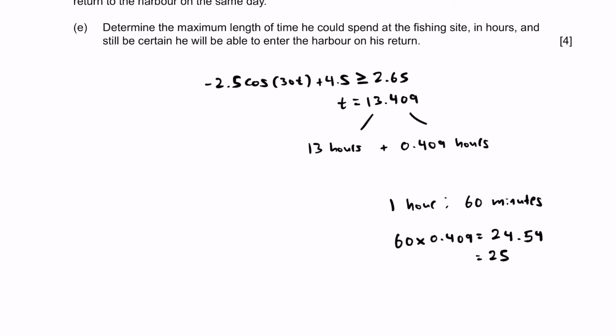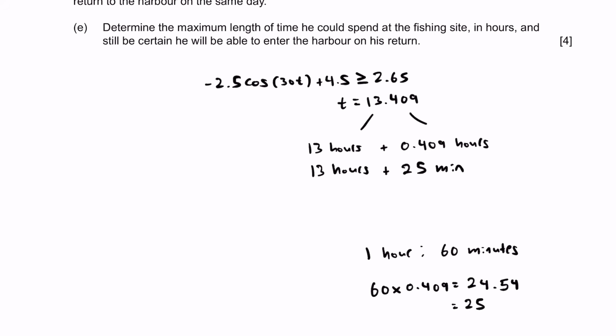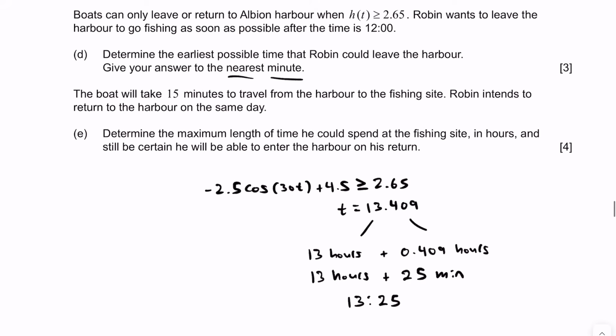So what do we have? We have 13 hours plus 25 minutes. And if we wanted to express that as a time that someone could read on their watch, or if you wanted to meet someone at that time, that would be 13:25. So the earliest possible time that Robin can leave the harbor to the nearest minute is 13 hours and 25 minutes after midnight. Okay.